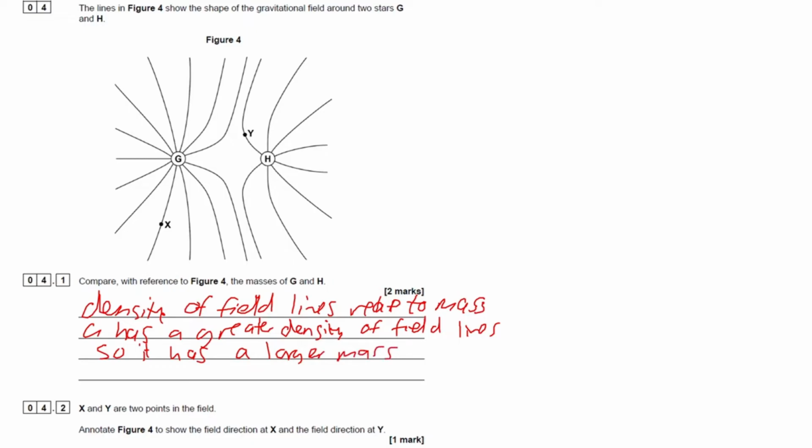For question 4.2, we have to show on the diagram the field direction at x and the field direction at y. We know the field lines in general show the direction of force. These are gravitational forces, so they should be pointing towards the object. So at x you'd draw a straight line arrow going towards G, and at y a straight line arrow going towards H.